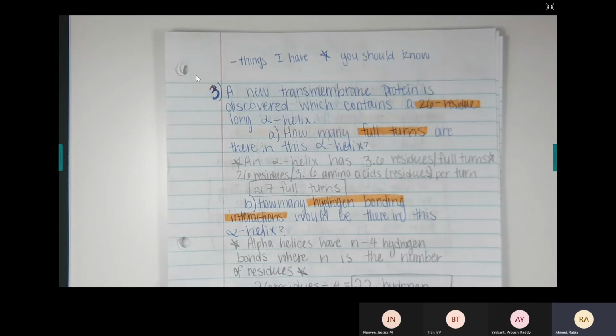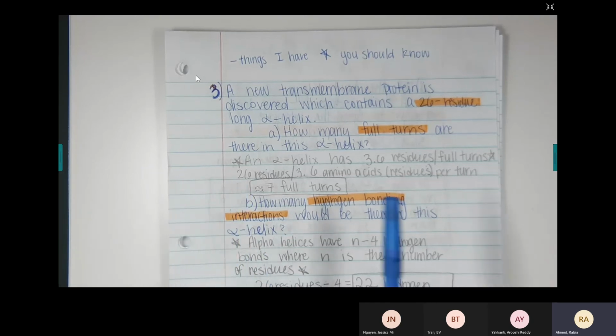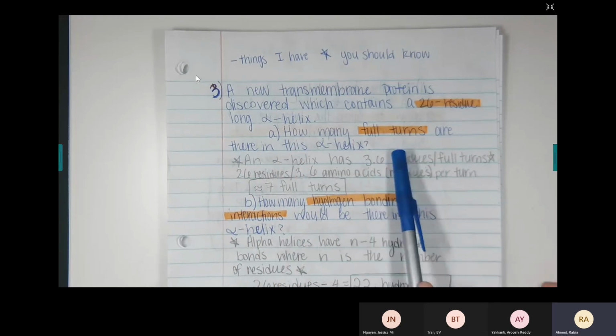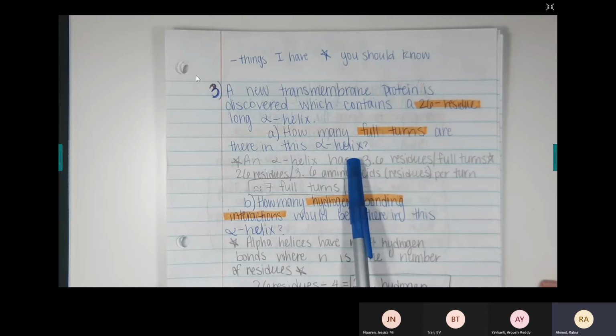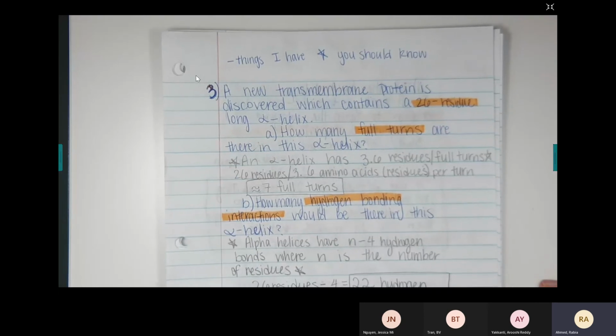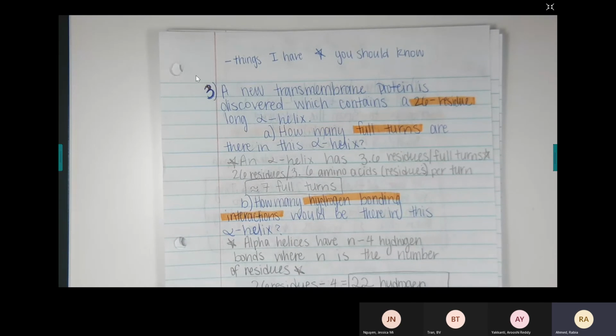So for question 3, it states that a new transmembrane protein is discovered which contains a 26 residue long alpha helix. How many full turns are there in this alpha helix? So the stuff that I have starred throughout these problems in pencil, you should probably know that most likely. They're either constants or just a little bit of concepts that you guys should know.